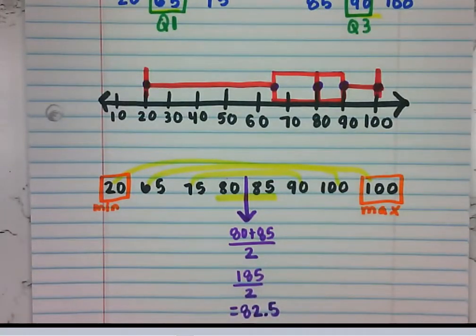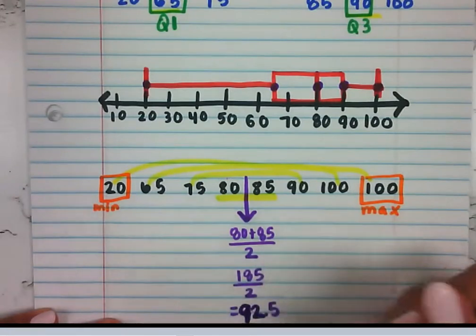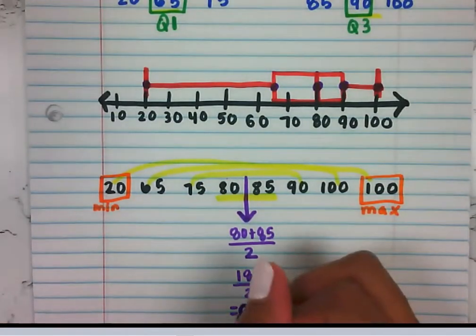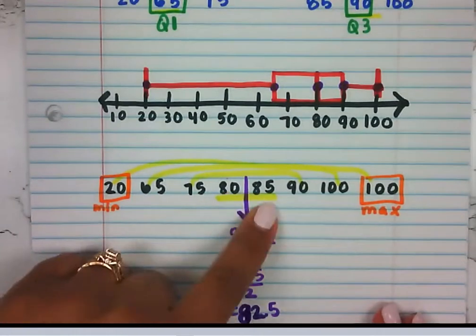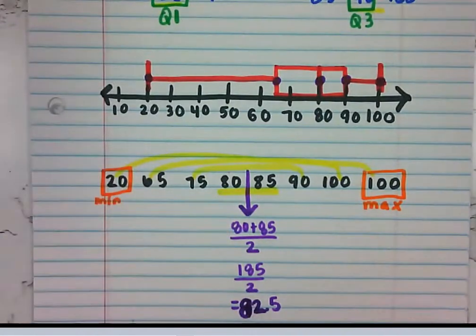Let me check my math. 185 divided by 2. Oh, it's 92.5. Good thing I checked. Actually, no, it's 82.5. What am I talking about? In the middle of 80 and 85, it would make sense for it to be 82.5, because 82.5 is in the middle of 80 and 85. 92.5 is way over here. That wouldn't make sense. All right, so I must have typed it in my calculator wrong. But let's keep going. So we have our median.